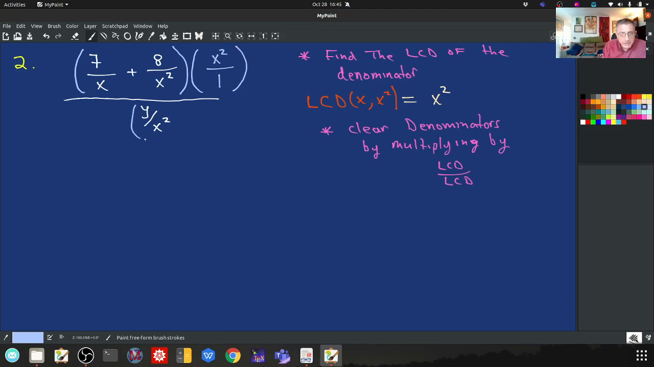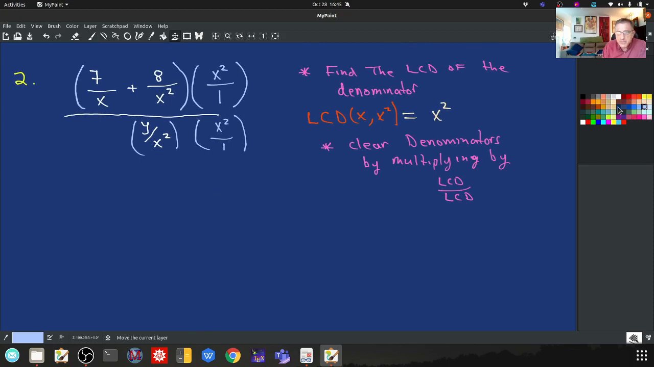And I'm going to do the same thing to the bottom. I'm going to multiply it by x squared over 1. If I multiply the top by something, I have to multiply the bottom, meaning the numerator and the denominator, by the same thing. So here, literally, all I'm doing is distribution. Remember, this is just distribution.